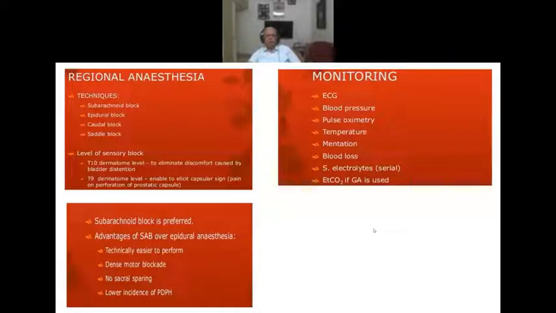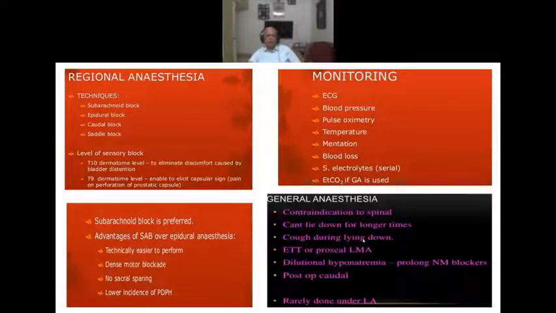These are the monitors we normally use: ECG, blood pressure, pulse oximetry, temperature, the medication of the patient, blood loss, electrolytes, EtCO2. And general anesthesia is only for contraindicated cases where spinal should not be given, and usually for patients who cannot lie down for a long time.